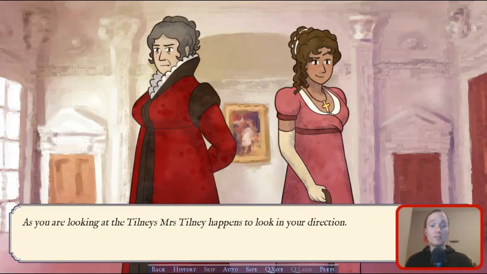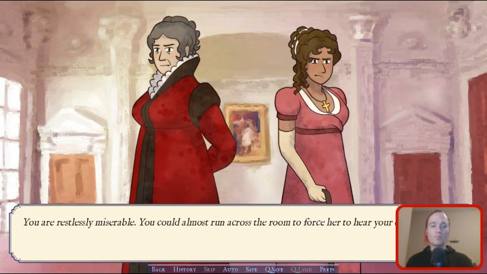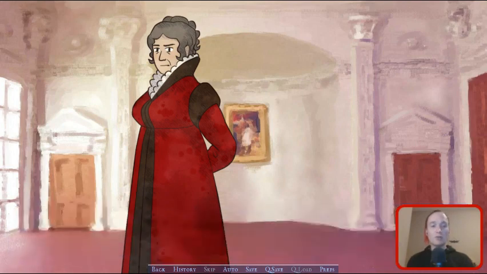As you're looking at the Tilneys, Mrs. Tilney happens to look in your direction. Uh-oh, she's going to scowl. She curtsies, but what a bow. She does not smile and looks away as quickly as custom will allow. You're restlessly miserable. Wow, now that is a nice turn of phrase. You could almost run across the room to force her to hear your explanation. We were going to see a castle. And now she is coming over to speak with you.